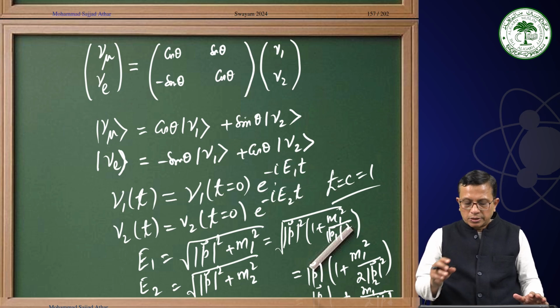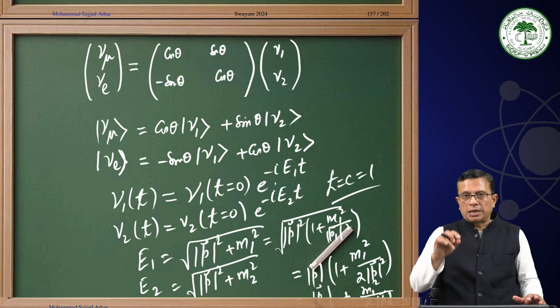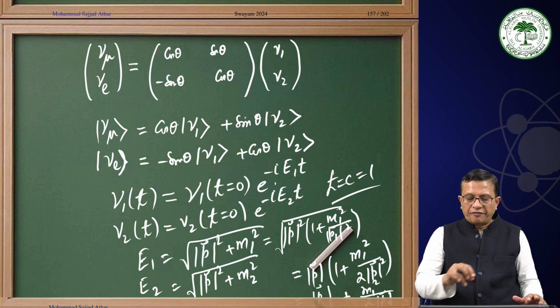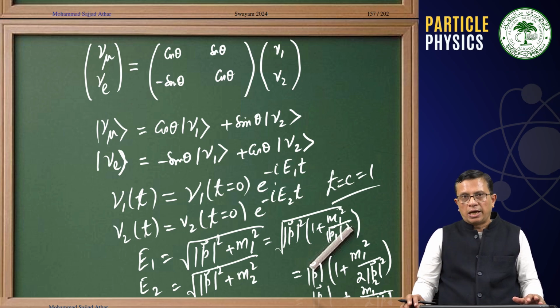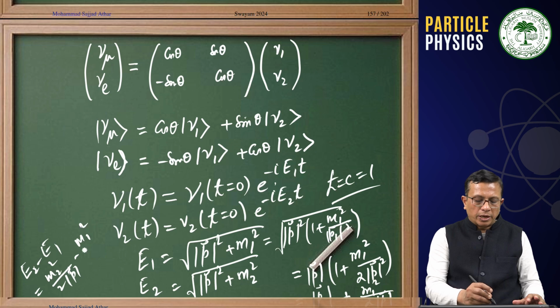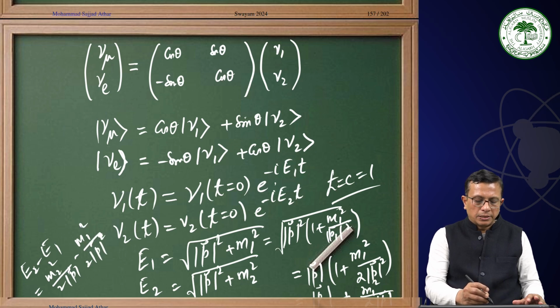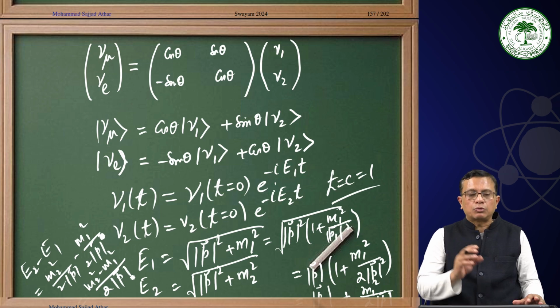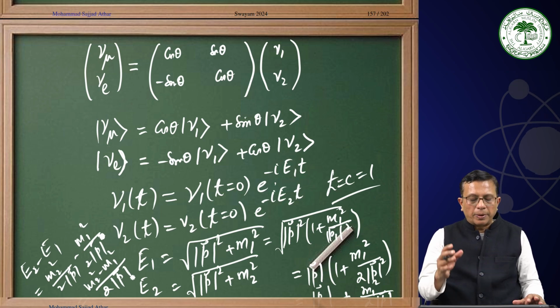And then when I talk about E2 minus E1, these are the different momentum states. The difference in energy is because of the difference in the masses of these two eigenstates, which are the propagation states. Therefore, E2 minus E1 will be M2 square by twice P minus M1 square by twice P, and this will be nothing but M2 square minus M1 square upon twice P. And this M2 square minus M1 square, we will call delta M square.